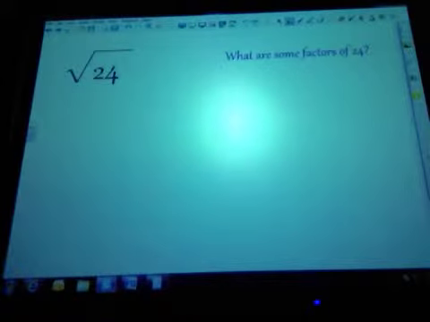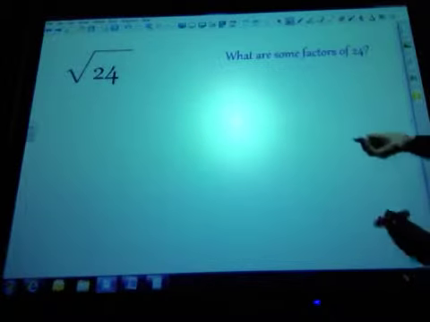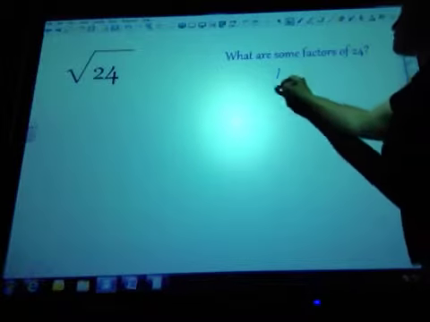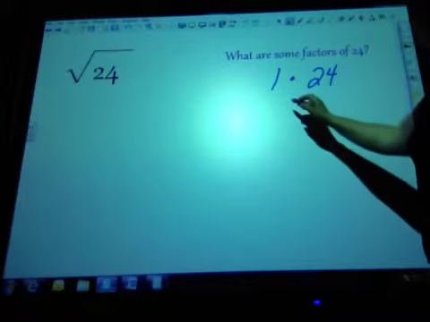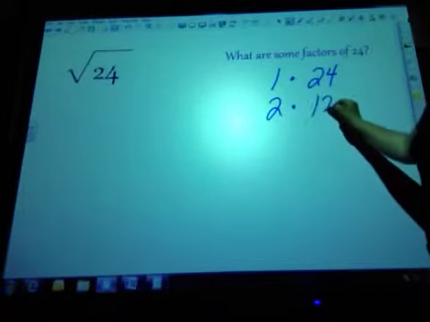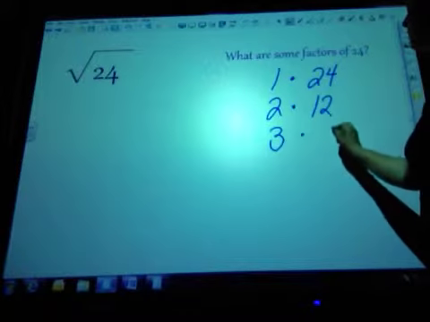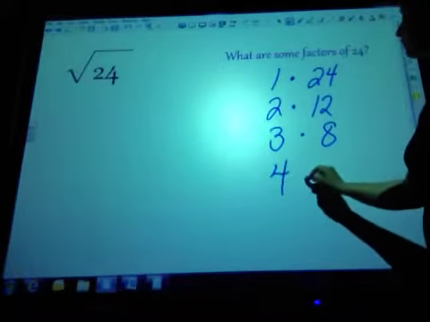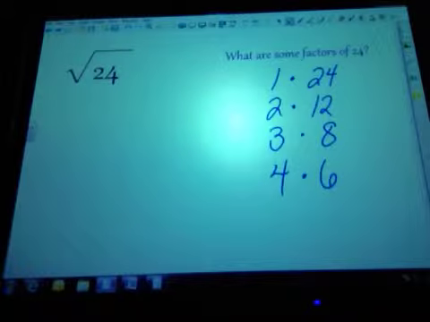So to start that out, what you're going to do is figure out what are some factors of 24. Remember that factors are numbers that go into 24. They multiply together to get a product of 24. So I know that 1 times 24 is 24. 2 times 12 is 24. 3 times 8 is 24. And 4 times 6 is 24.